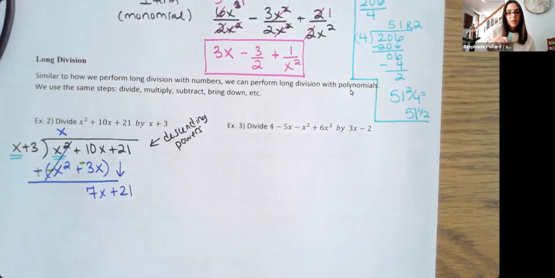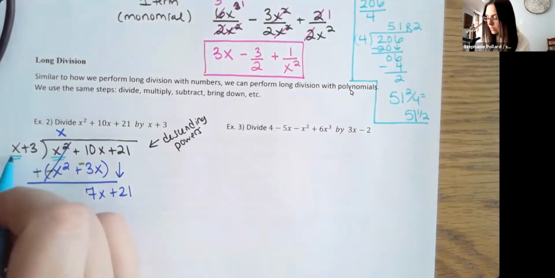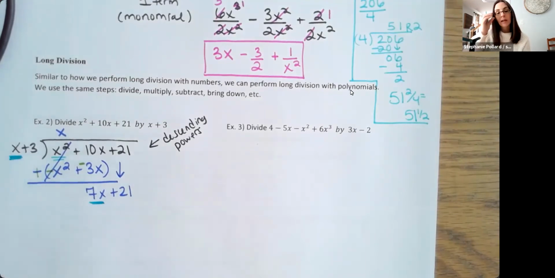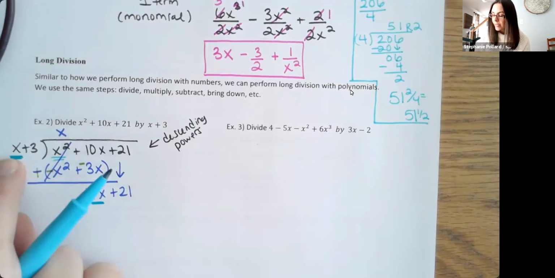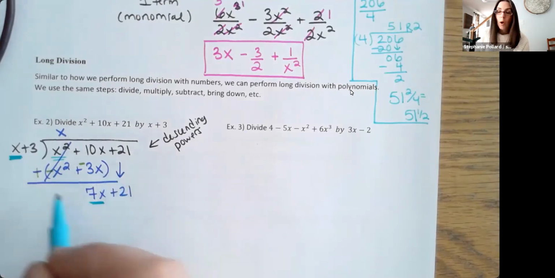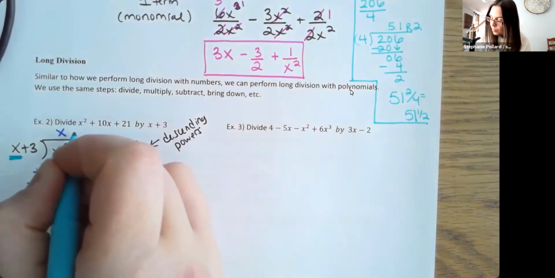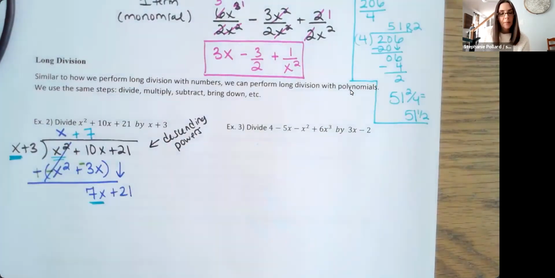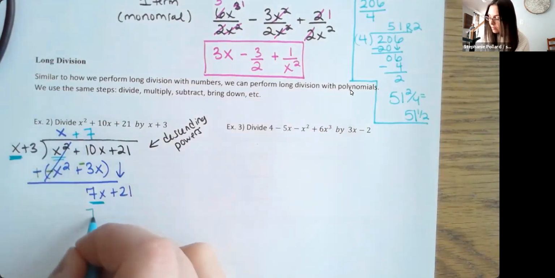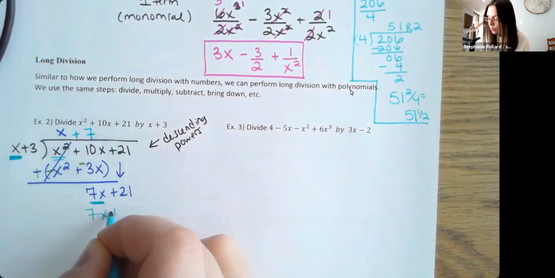Now, again, when you're dividing, you're only looking at the first term. So I'm looking at x and I'm looking at 7x. And I'm thinking to myself, okay, what times x would get me to match this? Well, here, I just need to multiply by a positive 7. So I'm going to use positive 7 as my multiplier. And then I multiply through. 7 times x is 7x. 7 times 3 is 21.